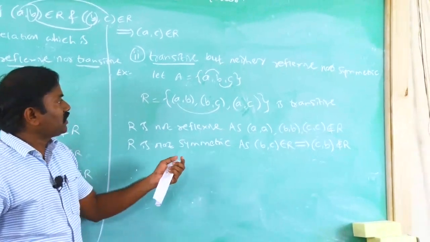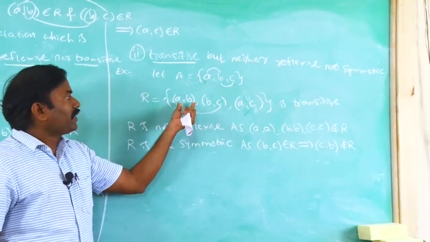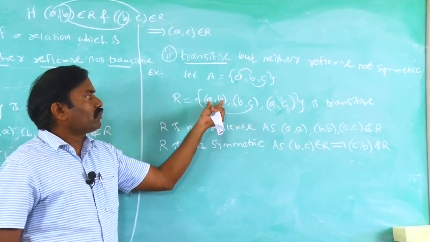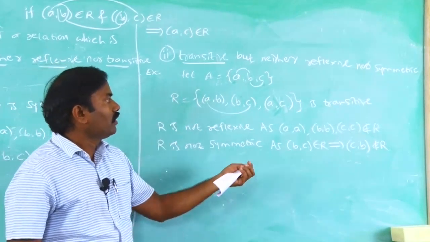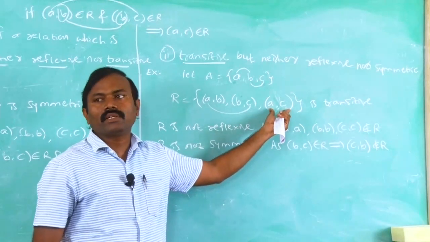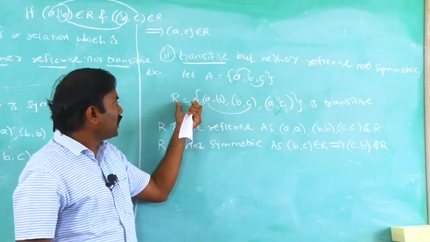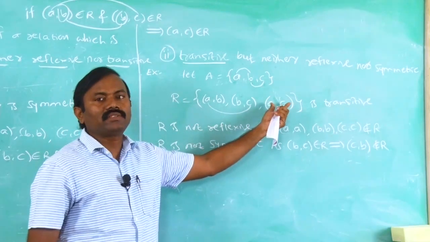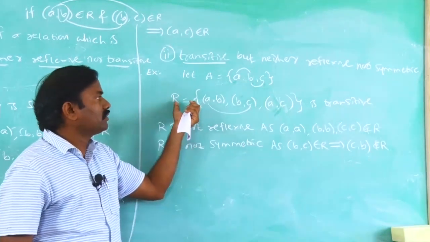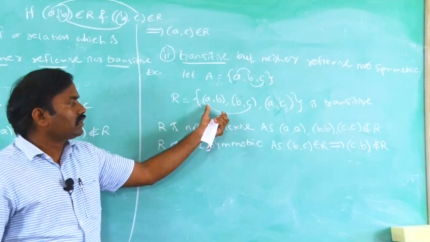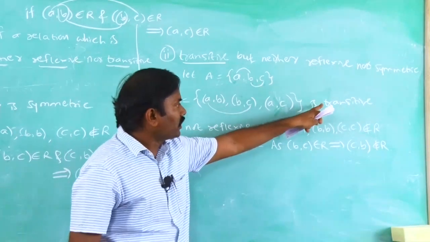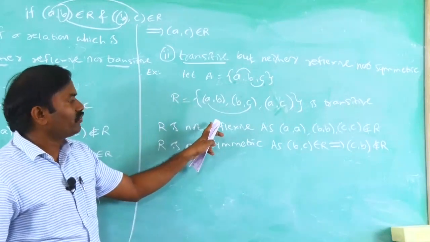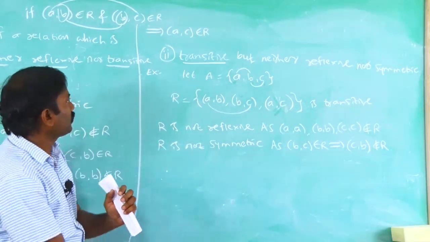Or take any other pair: (a, b) is in the relation, its inverse (b, a) is not in the relation, so this is not symmetric. Suppose we take the last pair: (a, c) is in the relation, its inverse (c, a) is not in the relation. So this is not a symmetric relation. So this relation is only transitive, but neither reflexive nor symmetric.